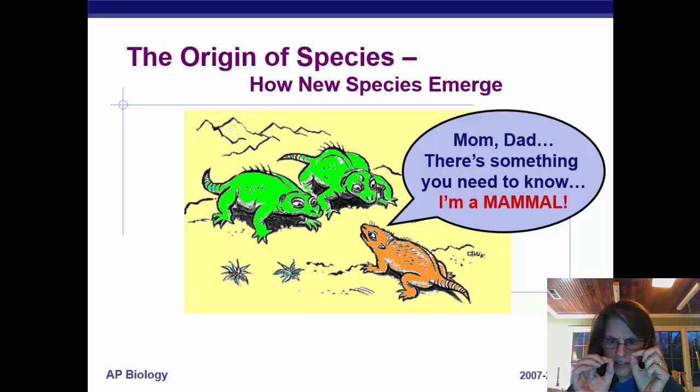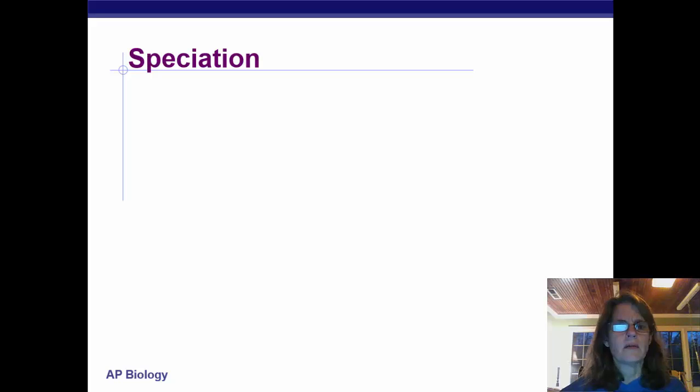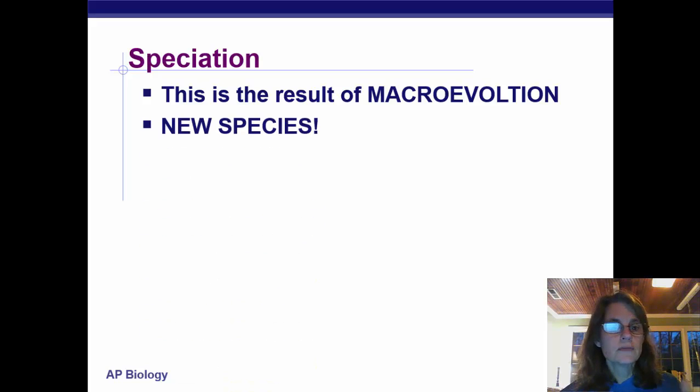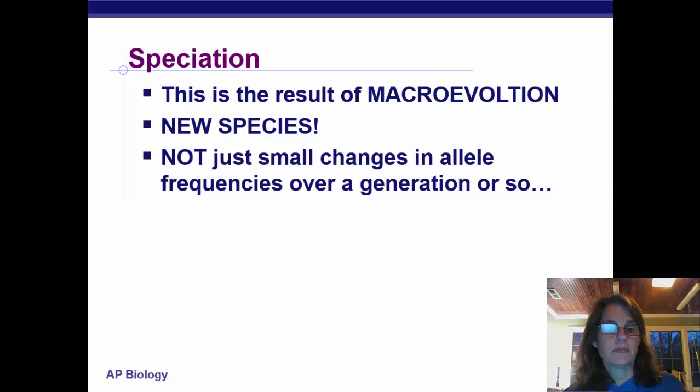It's one thing to change little allele frequencies in a population, but that doesn't mean you're making a new species. So how does that exactly happen? That's what this podcast is all about. So, speciation. Speciation is the result of macroevolution, new species arising from old species.